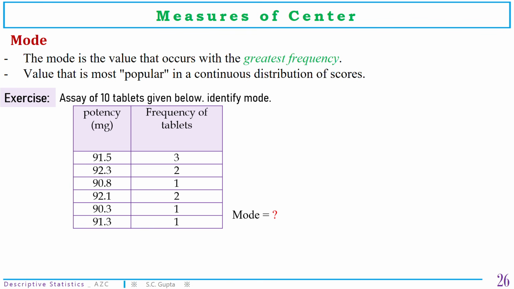We have previously seen these observations of assay of 10 tablets. Now, identify the mode for the same data. Mode is the value with the greatest frequency. In this table, the greatest frequency is 3 for the value 91.5. So, mode is 91.5.